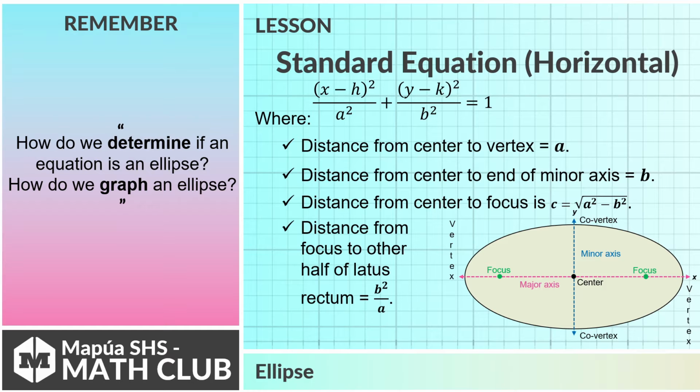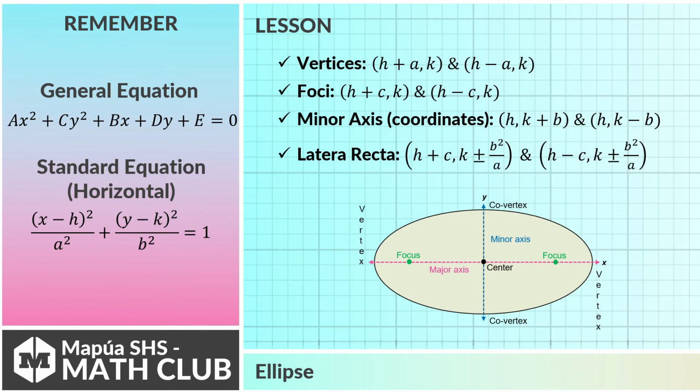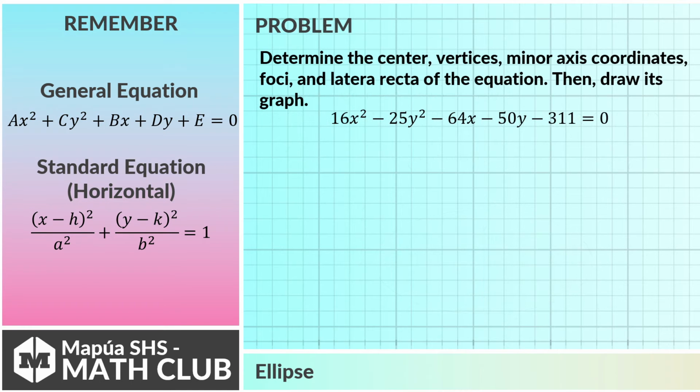As you can see on the screen, those are the formulas for the parts of an ellipse. Take note of these formulas as well, as we will further discuss and use this later on as we solve on this sample problem. Determine the center, vertices, minor axis coordinates, foci, and lateral recta of the equation 16x squared minus 25y squared minus 64x minus 50y minus 311 is equal to 0.